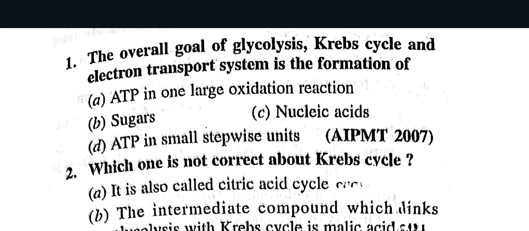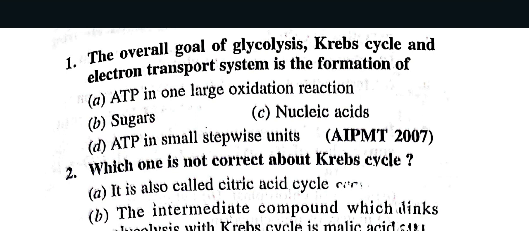So what is glycolysis? It is the first step of respiration. It is common to both aerobic as well as anaerobic respiration. When in the glycolysis process pyruvate is formed from glucose, it will enter either aerobic respiration or anaerobic respiration. In aerobic respiration, the glycolysis process is followed by Krebs cycle and then the electron transport system.